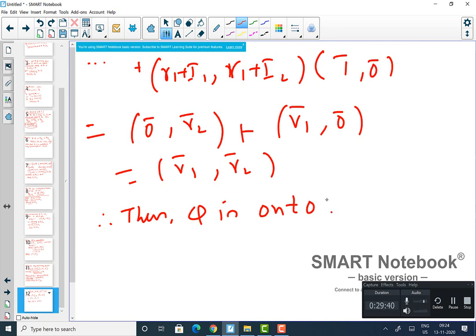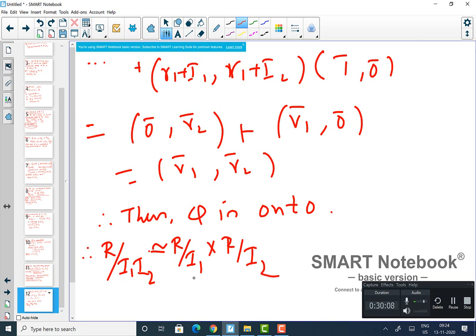So phi is a onto map. Now obviously you have both properties, ontoness and the product ideal being the intersection of two ideals. So thus you can say that R mod I1I2, which in this case is isomorphic to R mod I1 plus R mod I2. Okay, that is the proof for this baby version, or toy version.